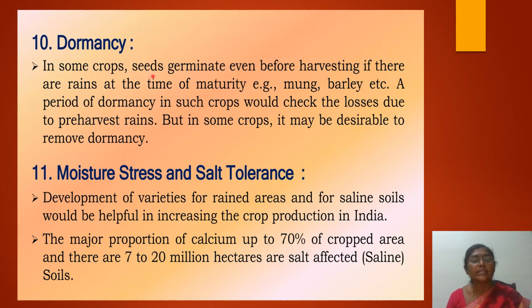Dormancy. In some crops, seeds germinate even before harvesting. If there are rains at the time of maturity, for example in moong, barley, etc., a period of dormancy in such crops would check the losses due to pre-harvest rains. But in some crops, it may be desirable to remove dormancy. Moisture stress and salt tolerance. Development of varieties for rainfed areas and for saline soils would be helpful in increasing the crop production in India. The major proportion of cropped area, up to 70%, is rainfed, and there are 7 to 20 million hectares of salt affected soils.